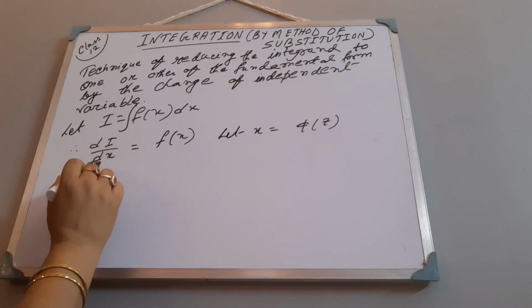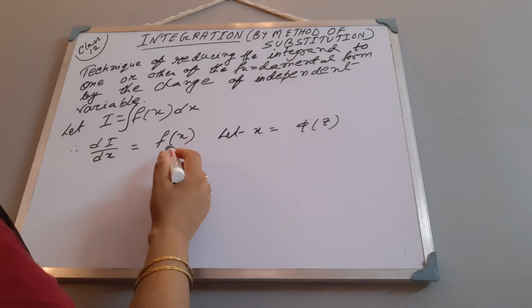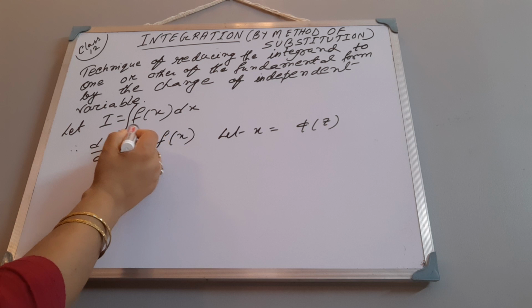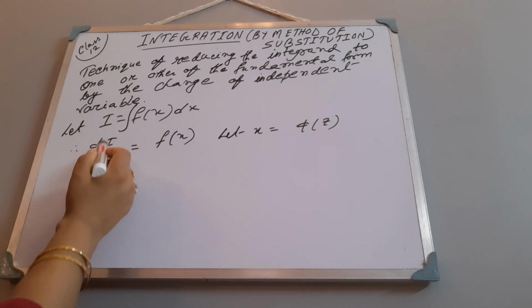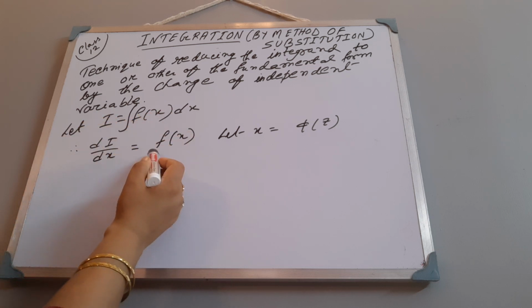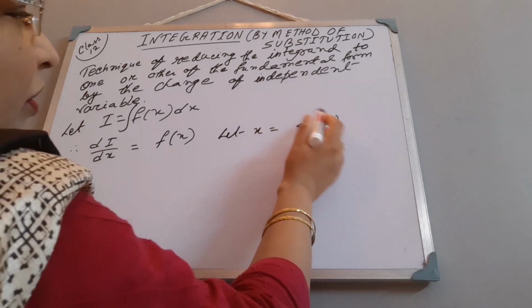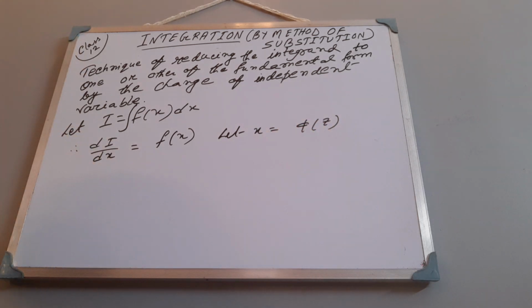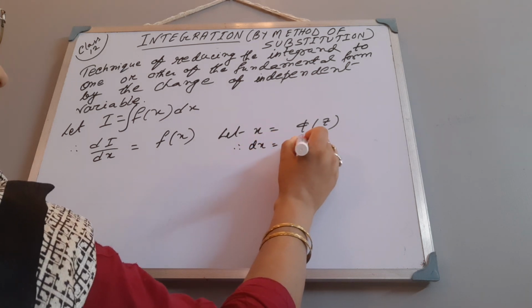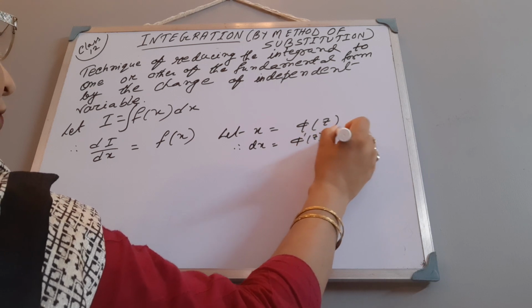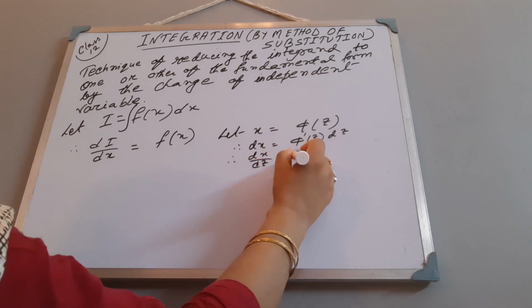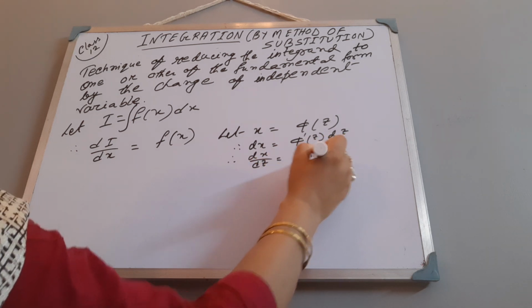Therefore dI/dx is equal to, obviously, f(x), according to the derivative and integration definition. The integrand part is f(x). So dI/dx, when we do the derivative of this integral, we get only the integrand part. So let us substitute x for phi(z), x is equal to phi(z). Then what will we get? Therefore dx is equal to phi dashed (z) into dz. Therefore dx/dz will be phi dashed (z).